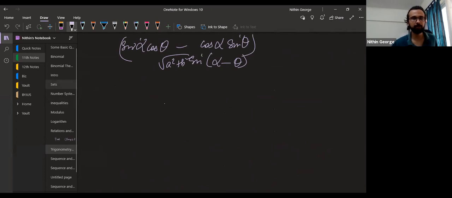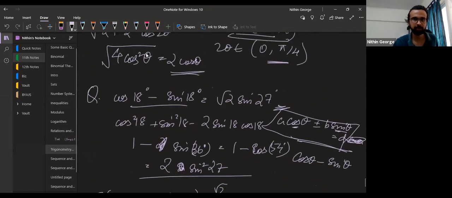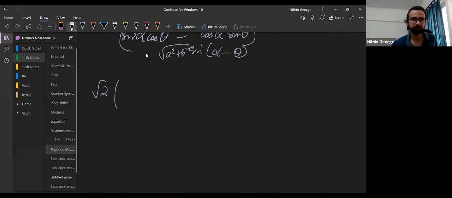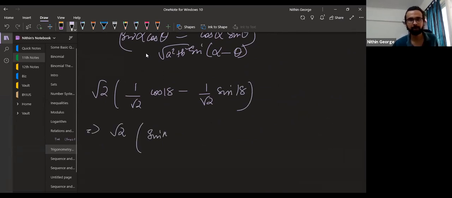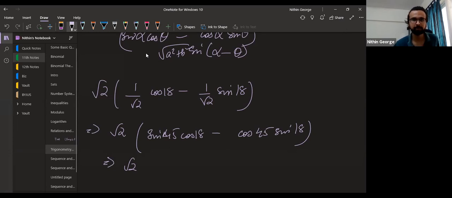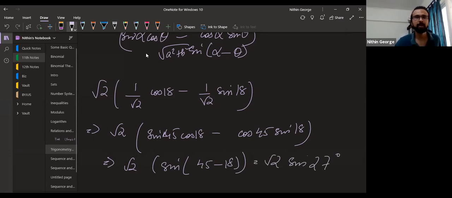Guys, any doubts here? I wrote my question as cos minus sin, right? That's how it was. Cos 18 minus sin 18. So this becomes 1 by root 2 cos 18 minus 1 by root 2 sin 18. What will this become? Sin pi by 4, I'll call this sin 45, into cos 18 minus cos 45 into sin 18. And this becomes sin A cos B minus cos A sin B, which is sin (A minus B), which becomes root 2 sin 27.